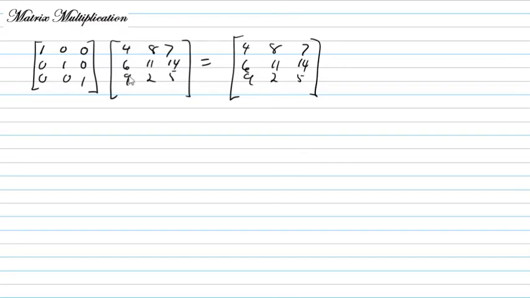Well, the first thing I'd like to do is get zeros here. So how can I get zeros here? Well, I simply replace this row with the result of taking this row and subtracting 6/4 of this row from it. Likewise, I can get a 0 here by replacing this row with the result of subtracting 9/4 of this row from this row, right?